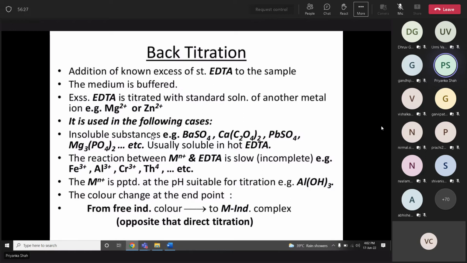For example, iron, aluminium, chromium, thorium, right? And if suppose your metal ion is precipitated at the pH suitable for titration, like aluminum hydroxide, right? So the color change at the end point for this back titration is from free indicator color to the metal indicator complex. The free indicator color will now be reversed. When the metal forms a complex with that indicator, that will be your color change. So this is completely opposite to the direct titration, right?